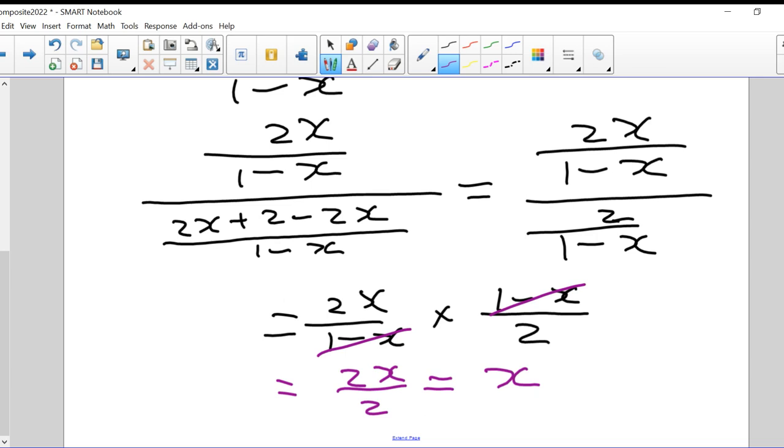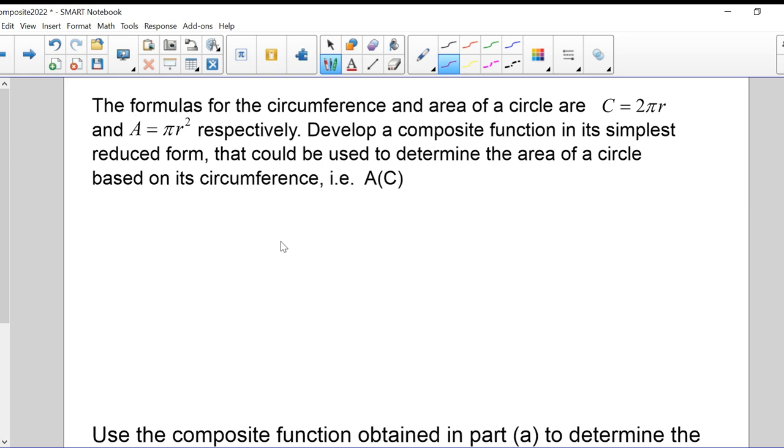Here's one example I'd really love to finish with you before we finish the class today. The formulas for the circumference and area of a circle are, and they give it to you, the circumference is 2 pi r, and the area is pi r squared. That's stuff you learned back in grade 10, or probably before, from elementary school. Develop a composite function in its simplest reduced form that could be used to determine the area of a circle based on its circumference. I want you to think about this.